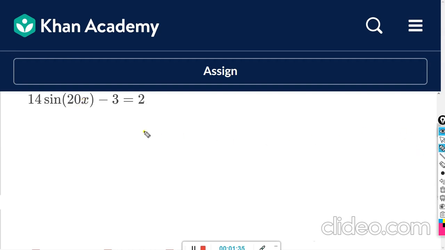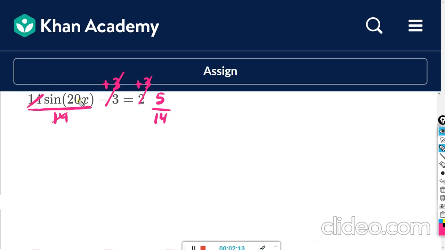So let's see. Since we have a minus 3 here, I'm just going to do plus 3 on both sides. 3 minus 3 cancels, and 3 plus 2 is just going to be a 5. And I want to isolate the sine function here, so I want to get rid of 14. This is 14 times sine, so the opposite of times is divided by. So I'm going to divide both sides by 14, and on the left hand side 14 over 14 cancels.